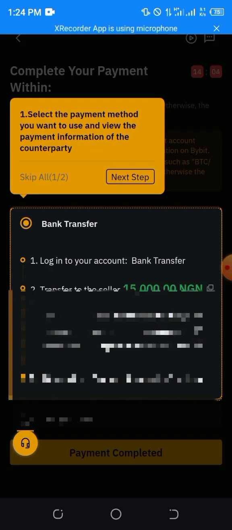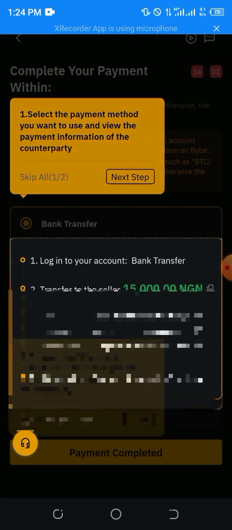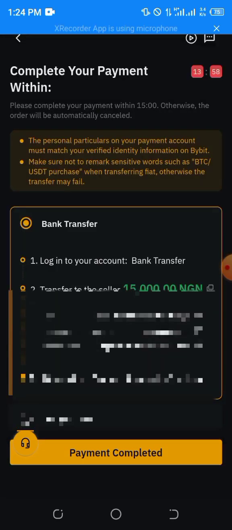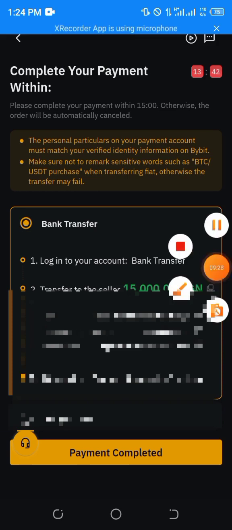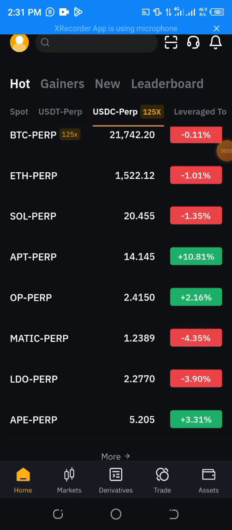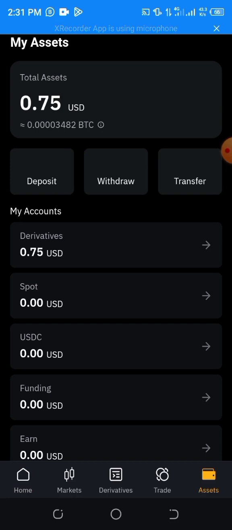And this is the person's account details. So I'm going to move over to my mobile app and make the transaction, and that will be it. So I have now deposited $20 into my Bybit using Bybit P2P. It's going to show up in my funding.